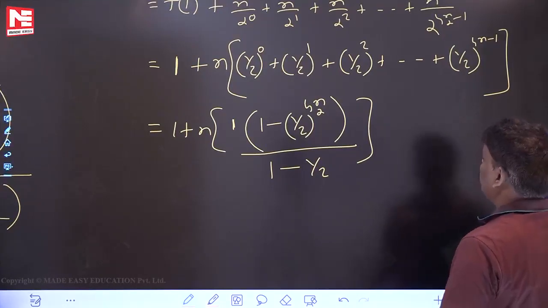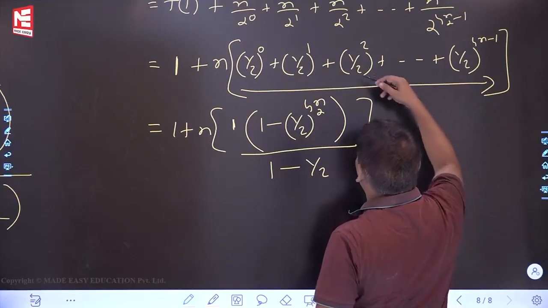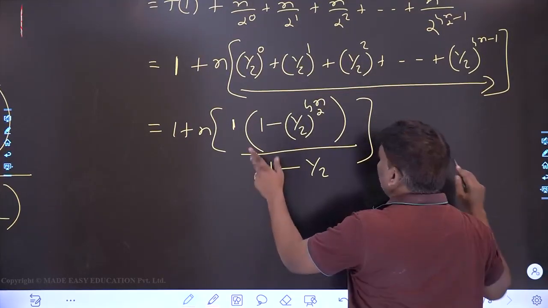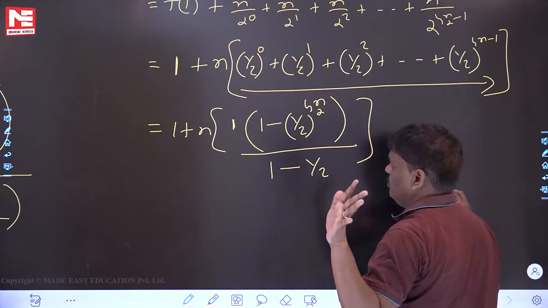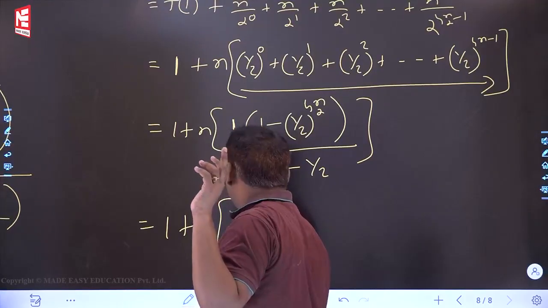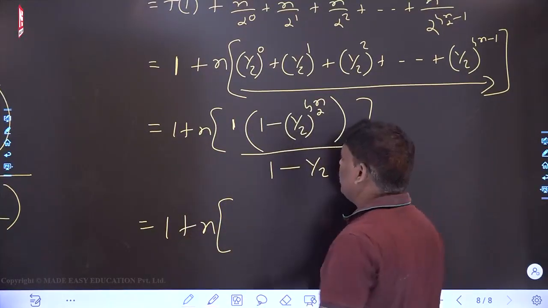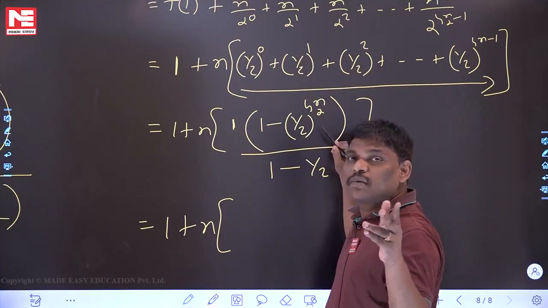Please be careful with this formula. It is the sum of log n terms in the GP series where R value is less than 1. So the formula is A into 1 minus R power n by 1 minus R. This will go to 1 plus n into... Can you help me, what is the answer? Interesting answer is coming. Please see here.